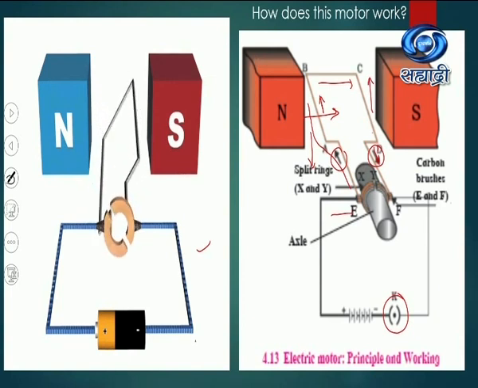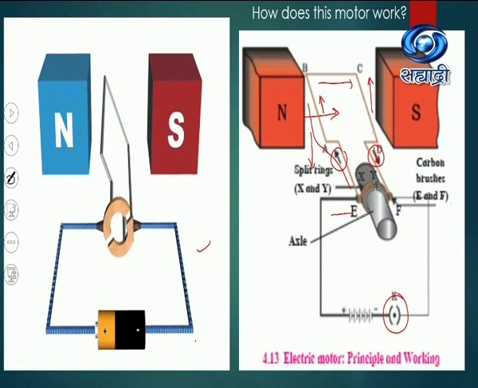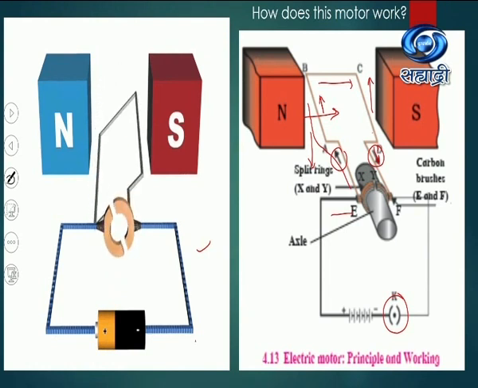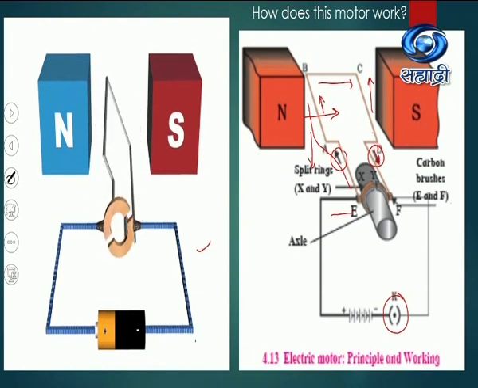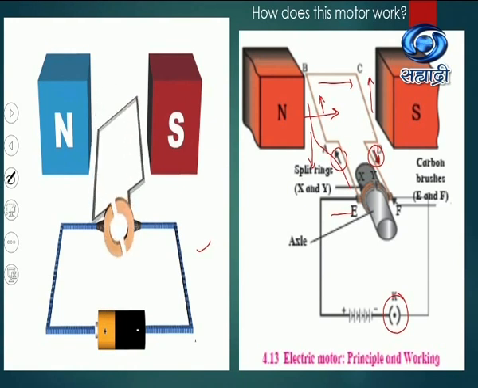So DC will be in AB's place and BA will be in CD's place. I'm talking after half rotation. So the force is exerted on DC in downward direction and the loop continues to rotate in anti-clockwise direction. Thus, the current in the loop is reversed after each half rotation and the loop and axle continue to rotate in anti-clockwise direction. This is the basic principle behind the motor.